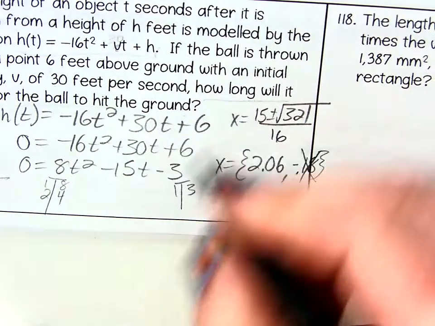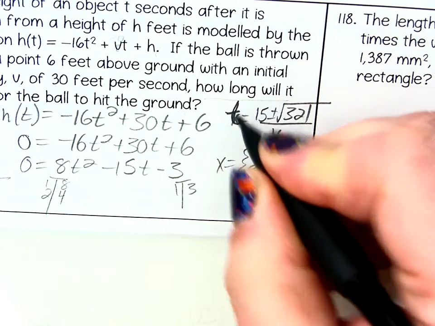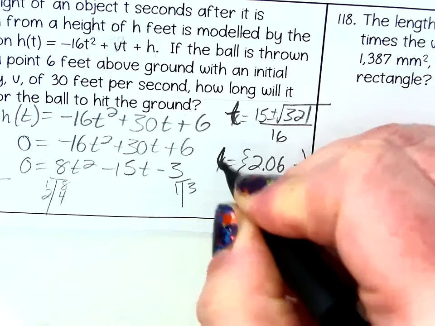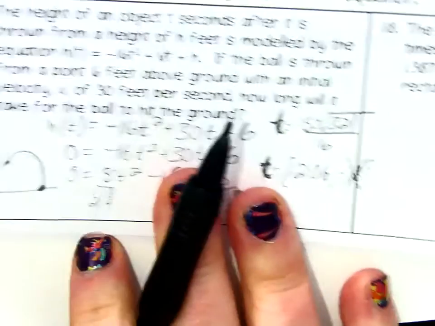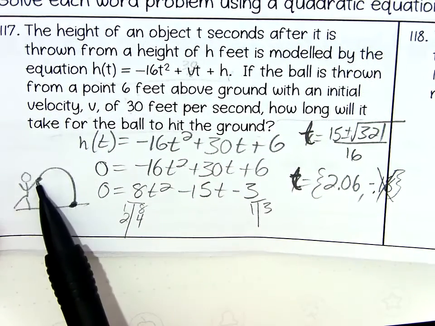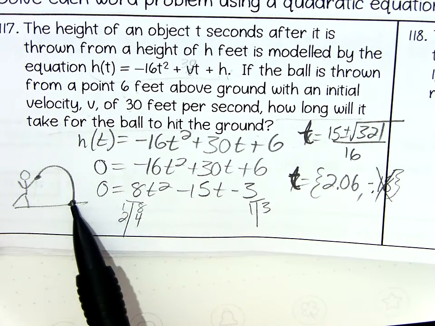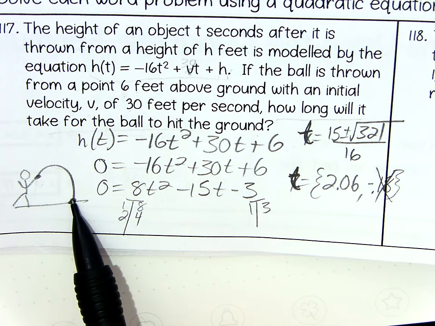Right, and I meant t is not x's, because t is time. I can't have negative time, right? So if you look here, that means after just over 2 seconds, that's when this thing will hit the ground.